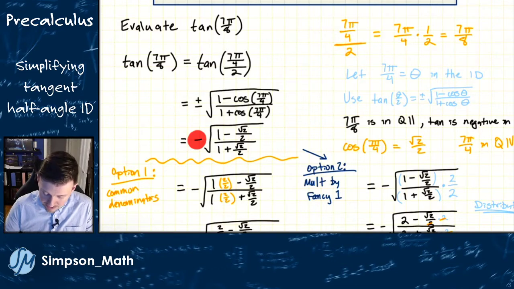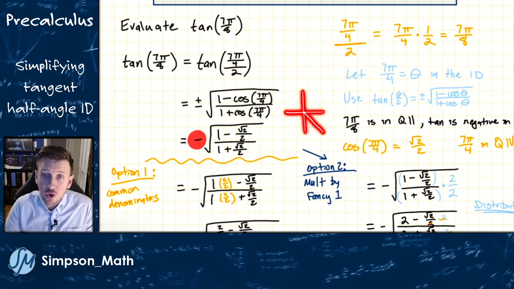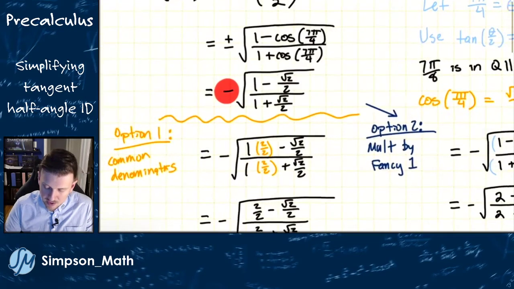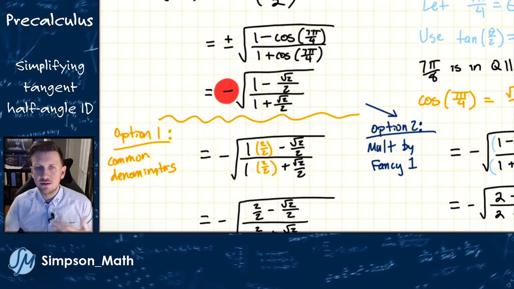All right. So now let's evaluate cosine of 7 pi fourths. Well, 7 pi fourths is in the fourth quadrant, and in the fourth quadrant, cosine is positive. So this is a positive square root of 2 over 2. Our reference angle is pi fourths, so that's why that's square root of 2 over 2. Like I said, I'm going to be showing you different options, different ways to simplify this.